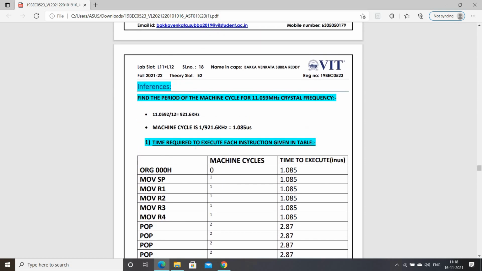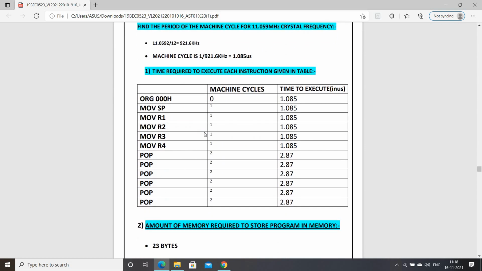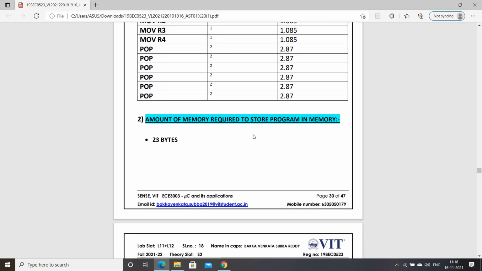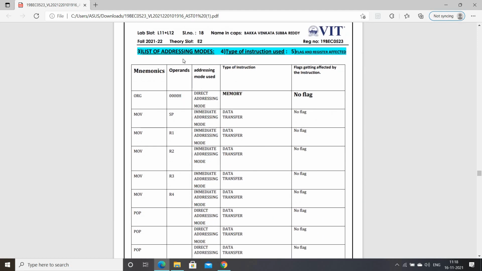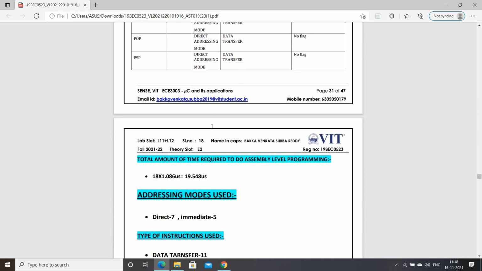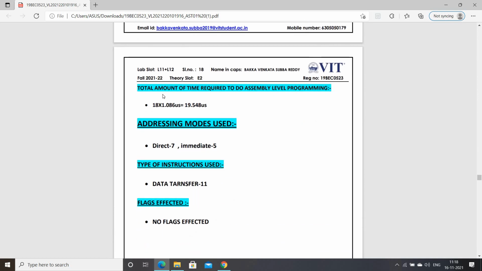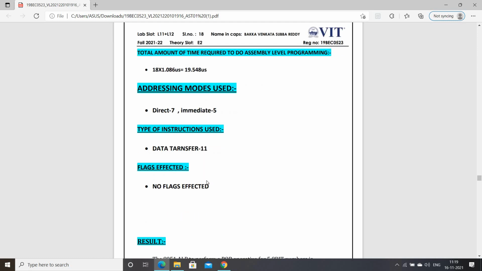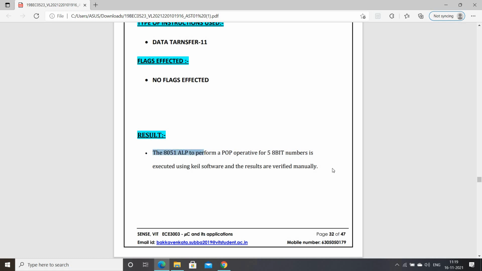Yes, the time required to execute each of the instructions is given in the table. And the memory required to store the program in memory is 23 bytes. The list of addressing modes, type of instruction used, and flags and registers affected is there in the table. Addressing modes used are direct 7, immediate 5, and type of instruction used is data transfer 11. Flag affected, actually no flag is affected, and this is the result.